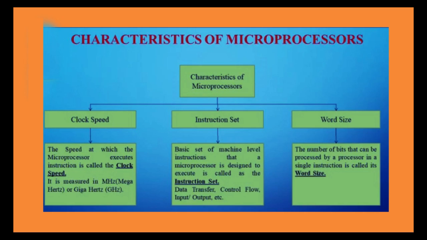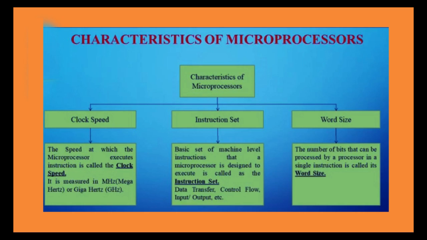First one is clock speed. As I already said in the basics of a microprocessor, every microprocessor is driven by clock pulses. So every microprocessor has an internal clock which regulates the speed of the microprocessor. Based on the speed, it executes the instructions one by one.